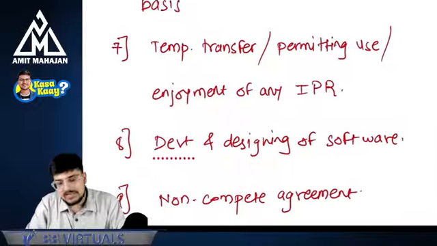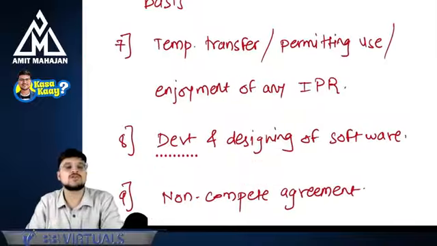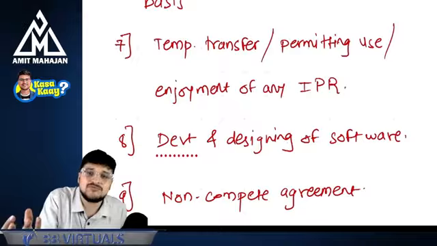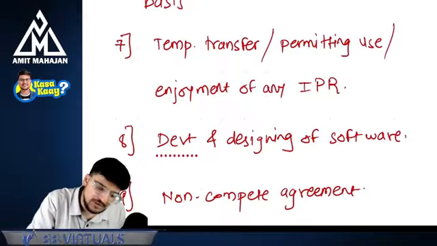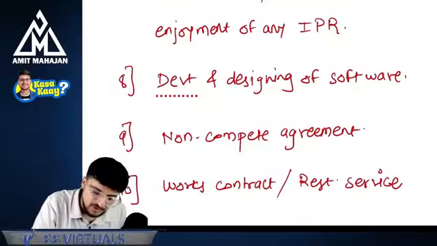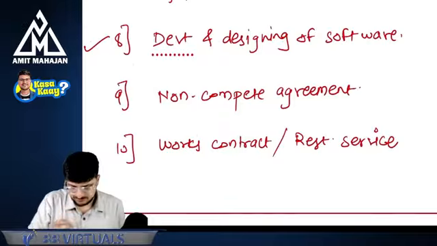Correct? Temporary transfer or permitting use or enjoyment of any intellectual property right. Temporary transfer has been made. It is what? Supply of service. Development and design of software, of course, is a supply of service.